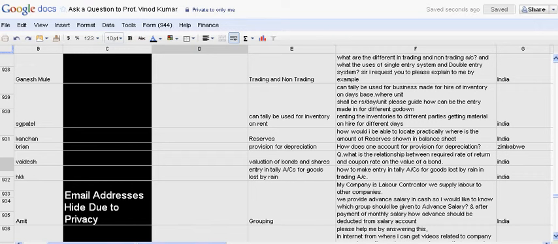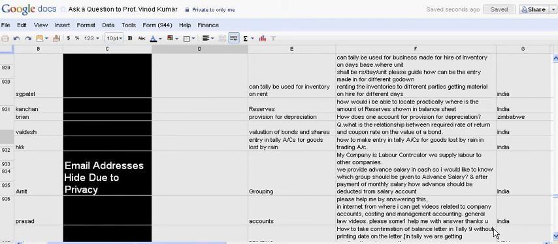Next question from HKK. How to make an entry in Tally for goods lost by rain in the trading account? There is no difference between the profit and loss and trading account in Tally. Just pass a journal voucher and show your loss on the debit side and purchase or stock on the credit side. With this your stock will decrease and this amount will affect your gross profit and cost of goods sold.